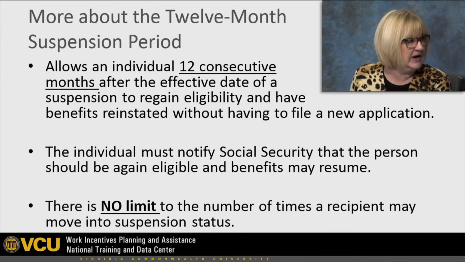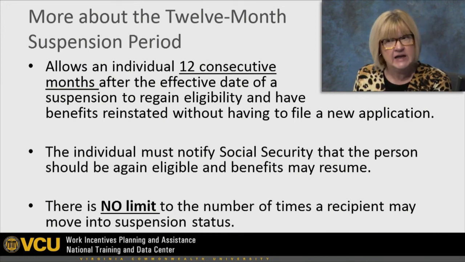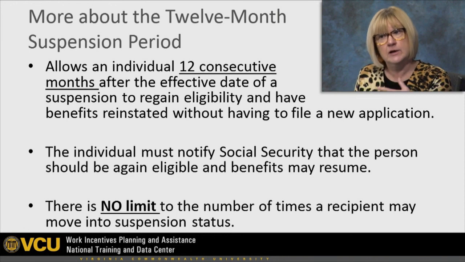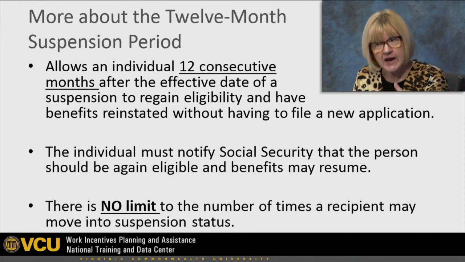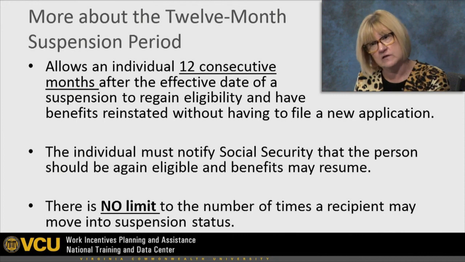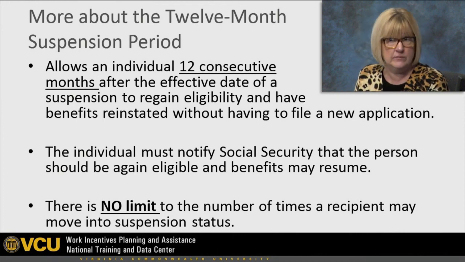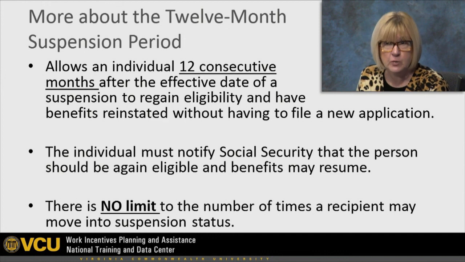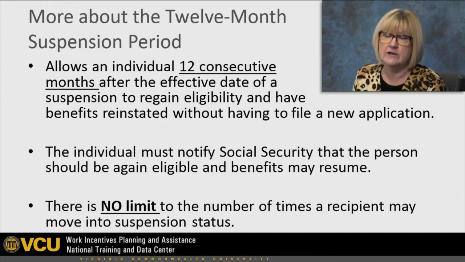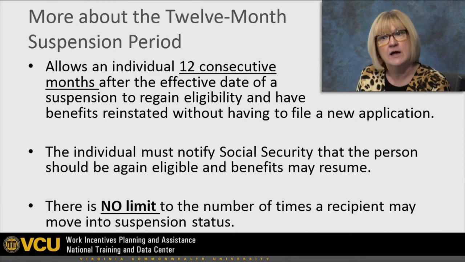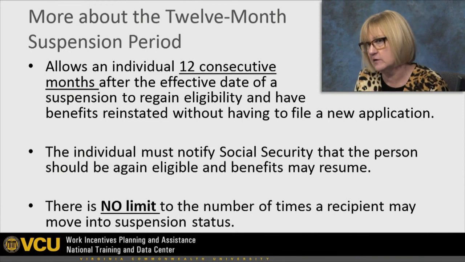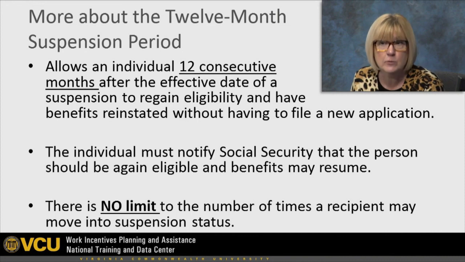This is just some more reiteration about the 12-month suspension period. It is consecutive months. So, if I become ineligible in January, then the clock starts and I have 12 months, consecutive months, during which I need to become eligible again in order to get the protections of the suspension period. If I go for a full 12 months without establishing eligibility again, then the termination does occur. And that's not the end of the world. If benefits are necessary again later, the individual can reapply.